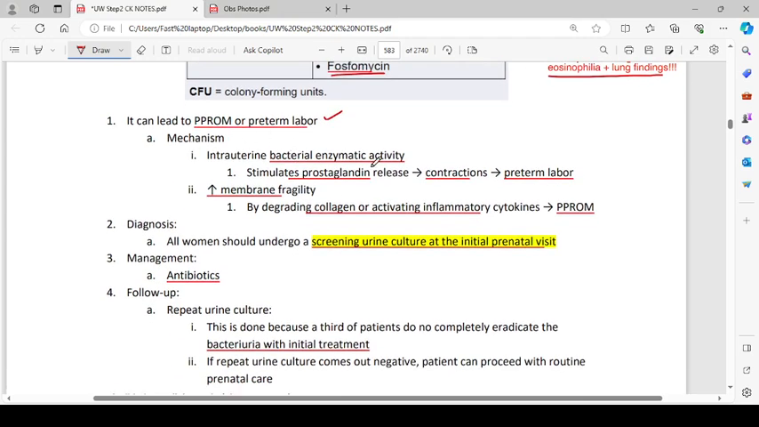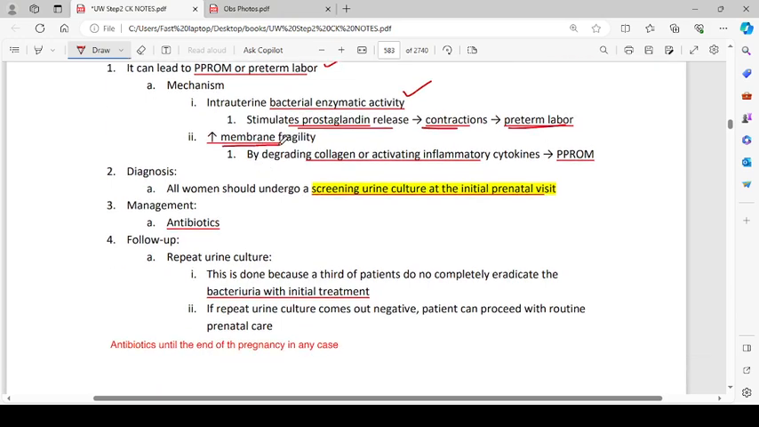It can lead to PPROM or preterm labor. Mechanism: intrauterine bacterial enzymatic activity stimulates prostaglandin release and contractions, and that leads to preterm labor. Increased membrane fragility by degrading the collagen or activating inflammatory cytokines will lead to preterm pre-labor rupture of membranes.